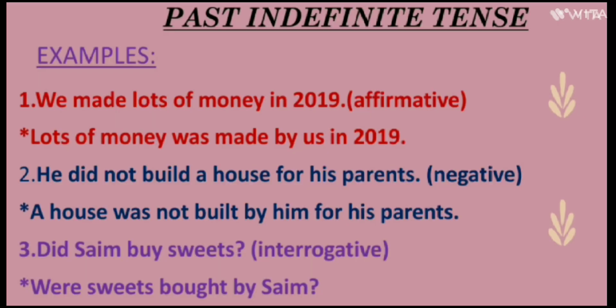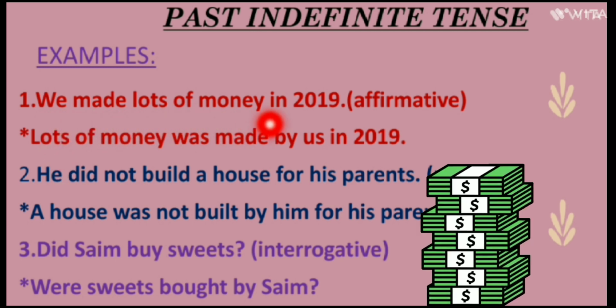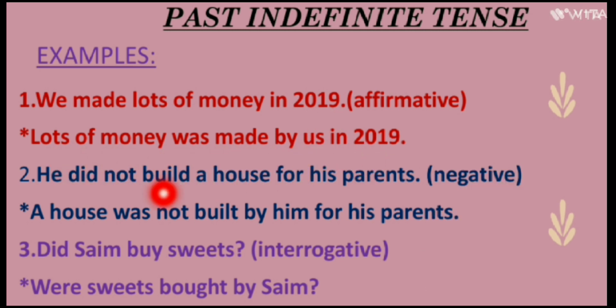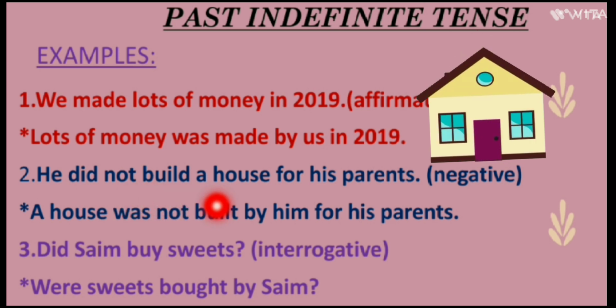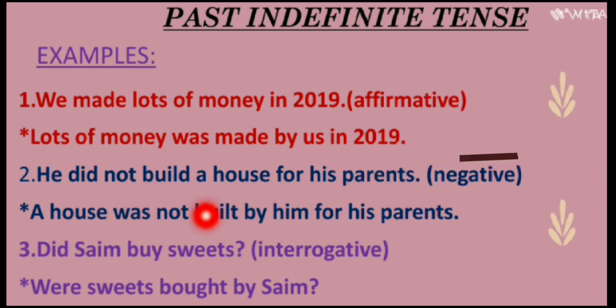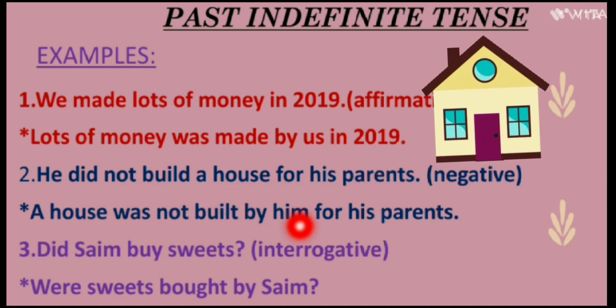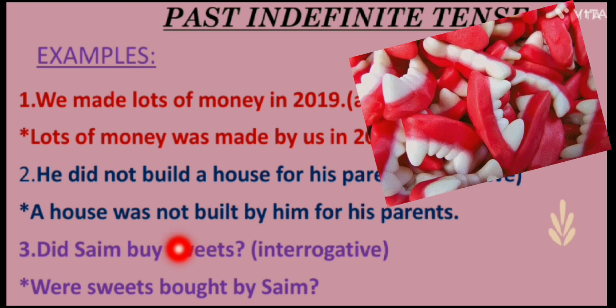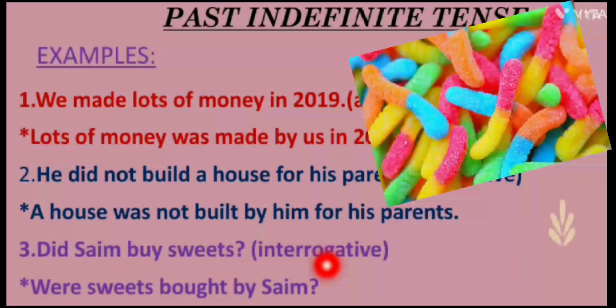3 examples of affirmative, negative, and interrogative of past indefinite tense. We made lots of money in 2019. Lots of money was made by us in 2019. He did not build a house for his parents. A house was not built by him for his parents. Did Sam buy sweets? Were sweets bought by Sam?